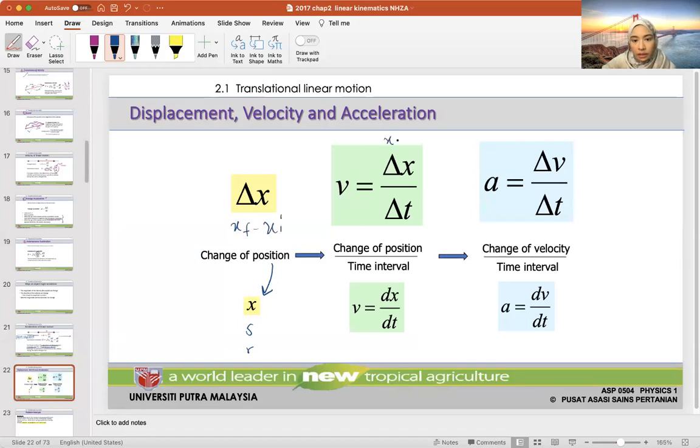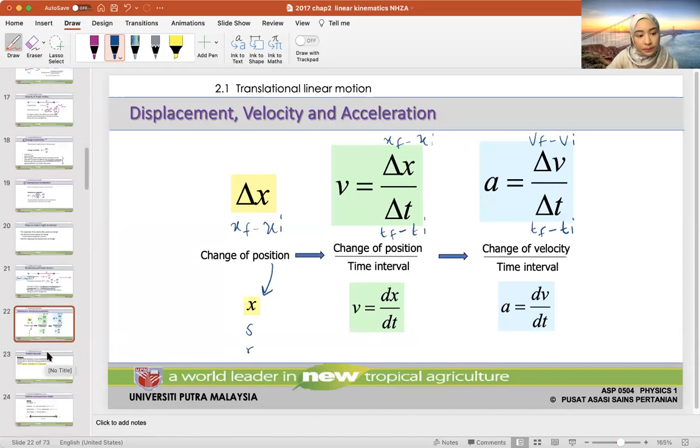Change in X, final minus initial. Change in T, T final minus T initial gives me velocity. Change in V, V final minus V initial. Change in T, T final minus T initial gives me acceleration. This can also be written as dx dt. Acceleration is dv dt. Looks like differentiation. It is. If you have a graph or if you have an equation, you can use this.